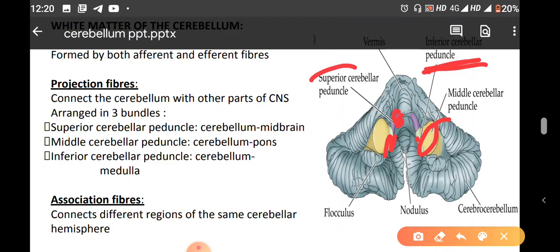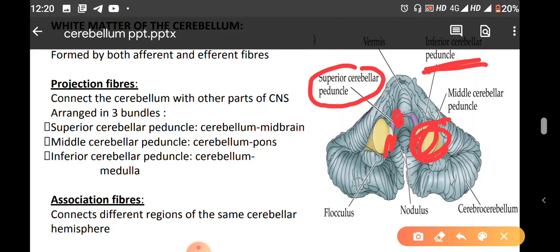From the superior cerebellar peduncle, mainly the efferents are going from the cerebellum to other parts, like the cerebral cortex. And from the middle cerebellar peduncle, mainly the connections from the pons are coming to the middle cerebellar peduncle. So these are the projection fibers.